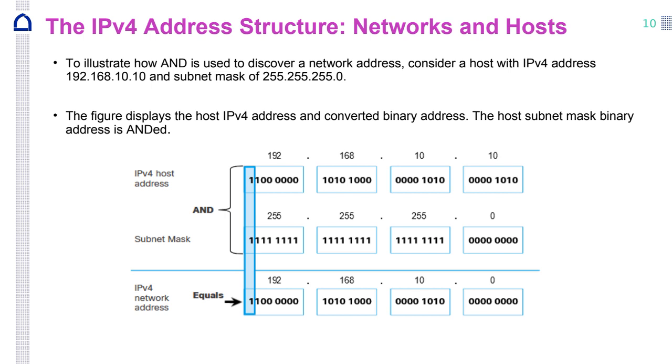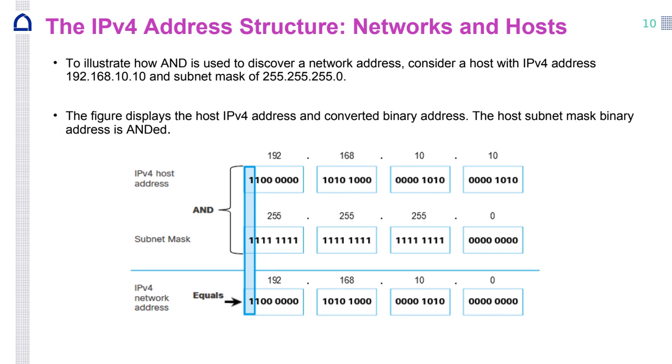This is my network address. Sorry, this is my network address. When I do the IP address AND with the subnet mask, it gives me my host address. My network address, no, this is found in DHCP. So when you add these together, you will get your network address.